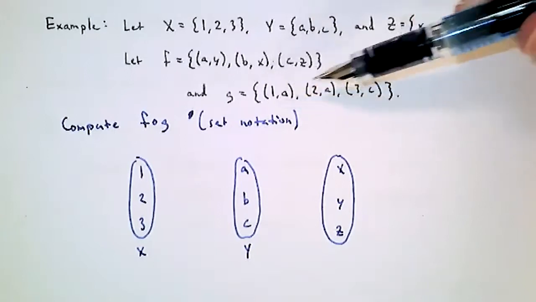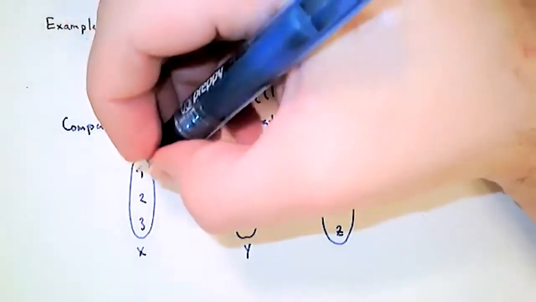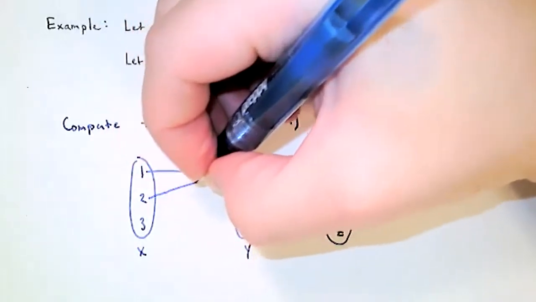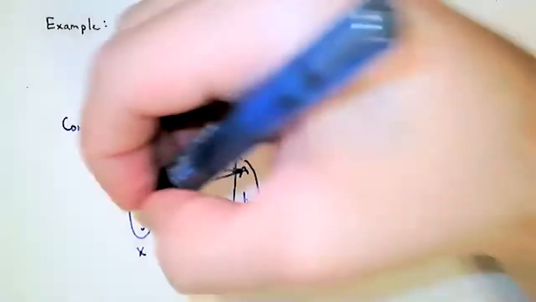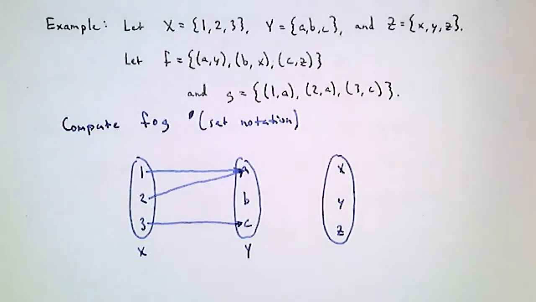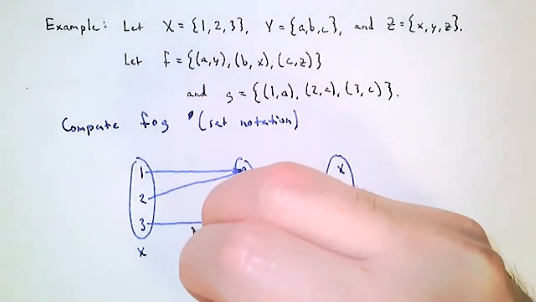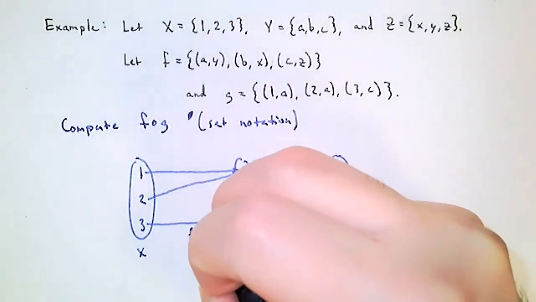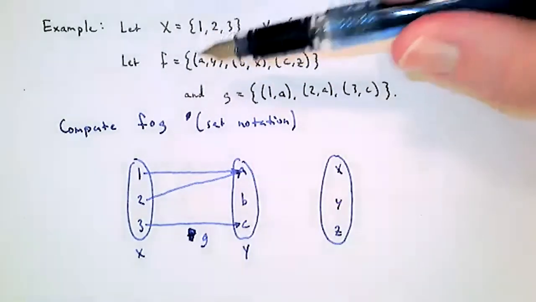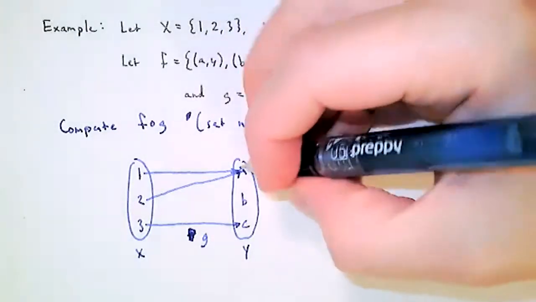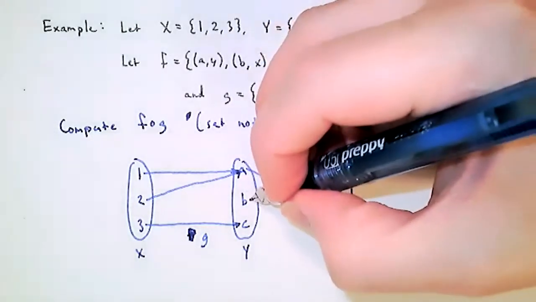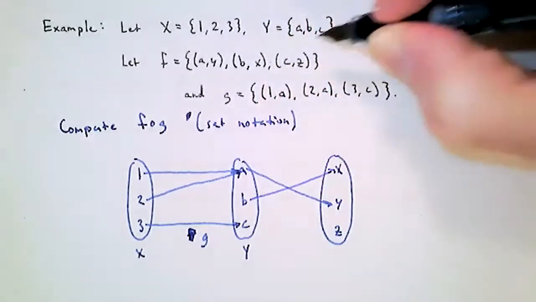So for g, we can work through the arrows. 1 gets mapped to A, 2 gets mapped to A as well, and then 3 gets mapped over to C. And then we can fill in the arrows for, oops, this should be a g. We can now fill in the arrows for f from A to Y, from B to X, and then from C to Z.